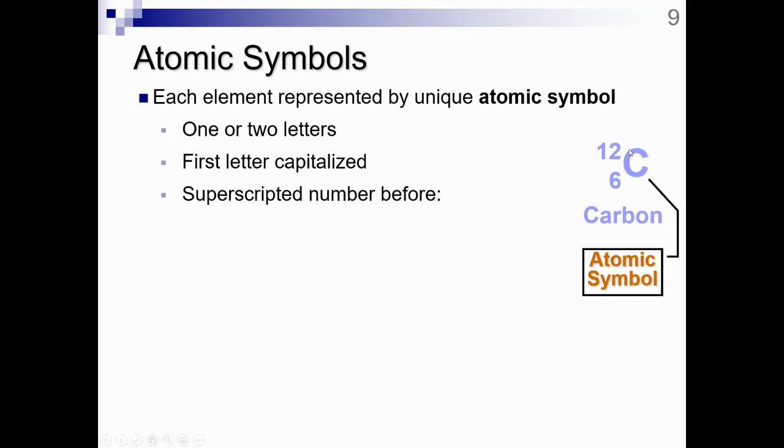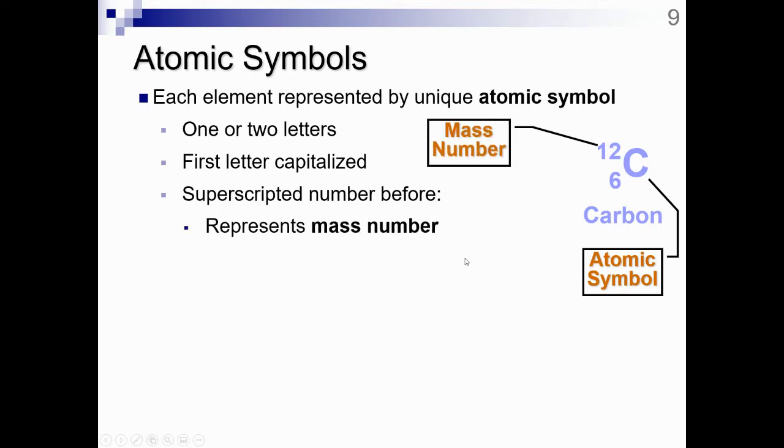So when we write this out, not when we're looking at it in the periodic table, but when we write this out, we're going to have a superscripted number in front of it, and that represents the mass number. My mass number is the number of protons plus the number of neutrons, because remember, electrons have no mass. So to get the total mass of an element, I add protons and neutrons, and that tells me the mass number.